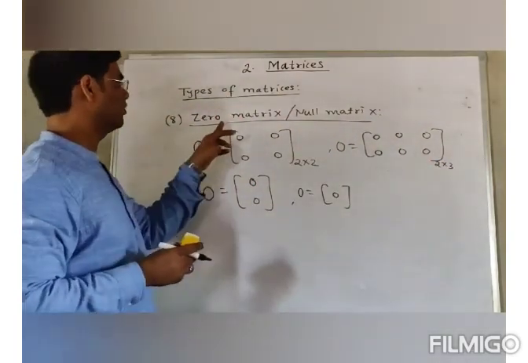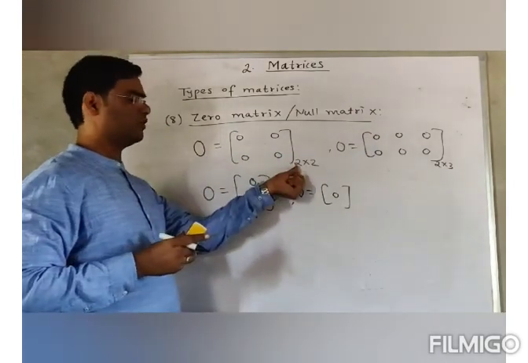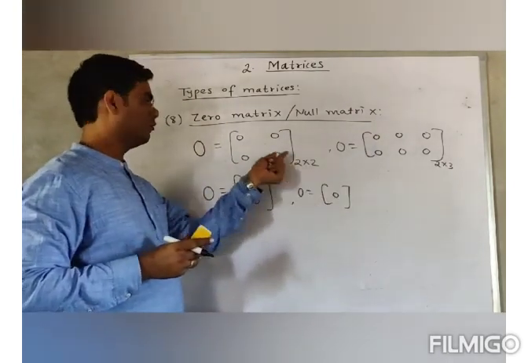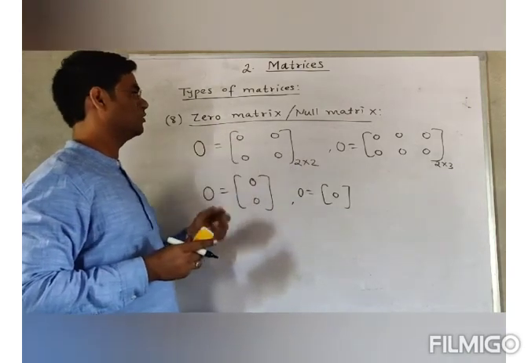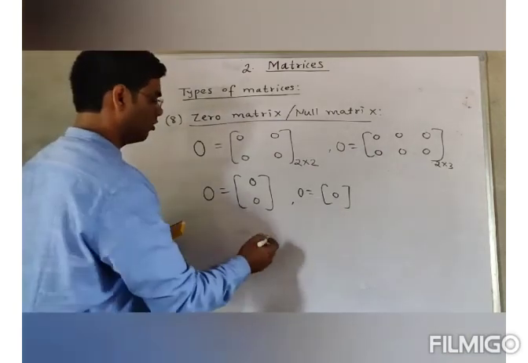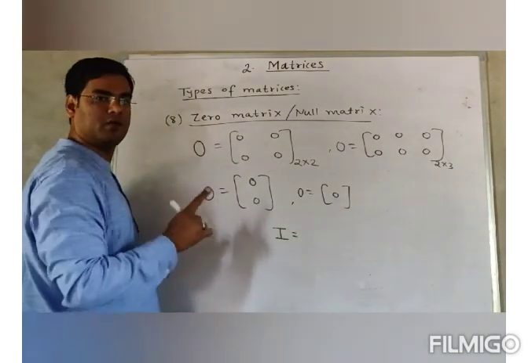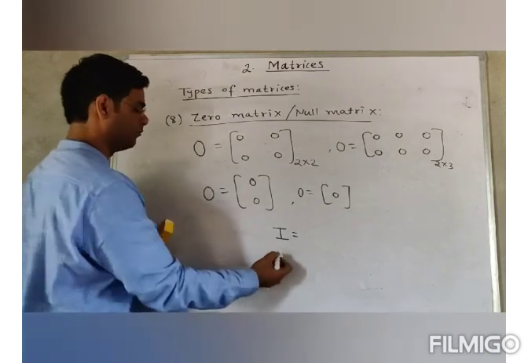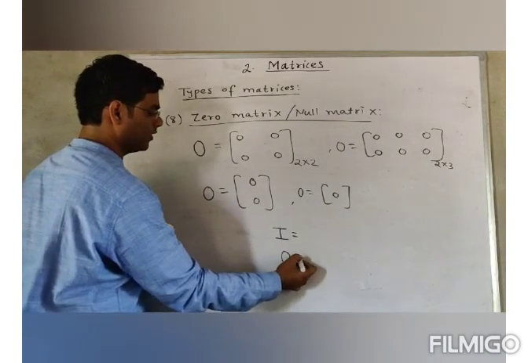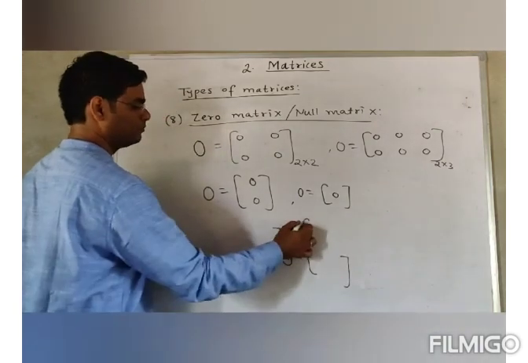Therefore, this is known as a zero matrix or null matrix. The other one is a square matrix because the number of rows is equal to the number of columns, but all elements are 0. Therefore, this is known as a null matrix. So for identity matrix, we always use the letter I, meaning identity matrices are always denoted by capital letter I, and null matrices or zero matrices are always denoted by a capital letter O.